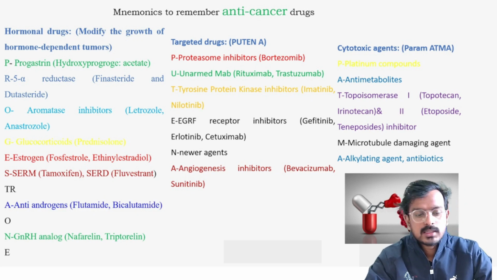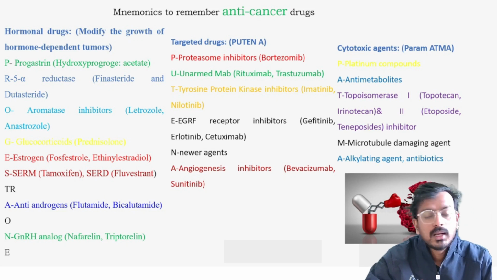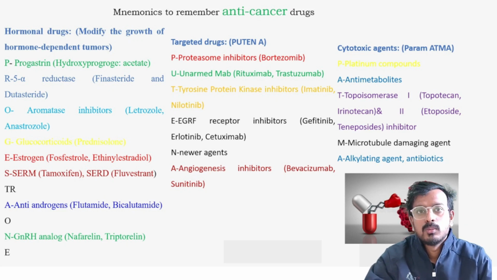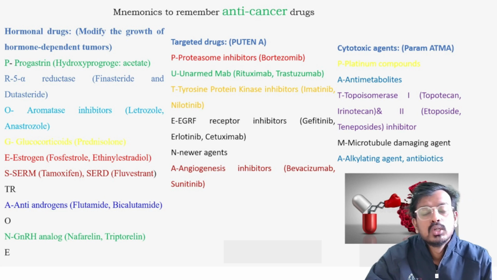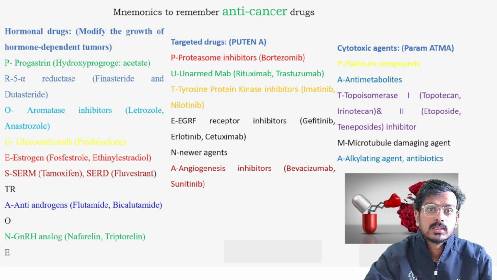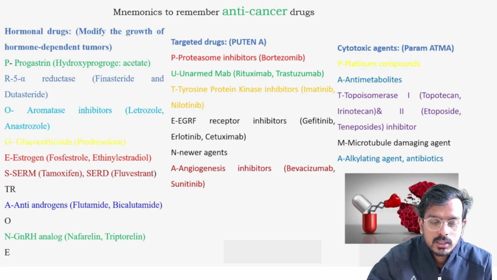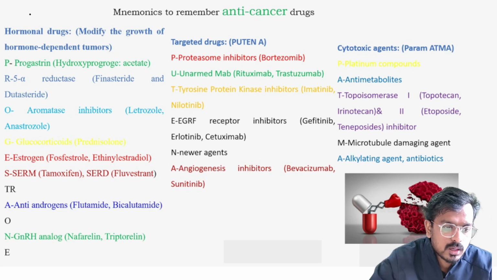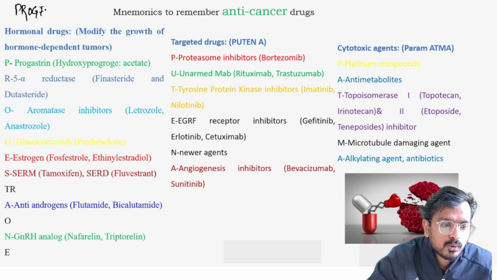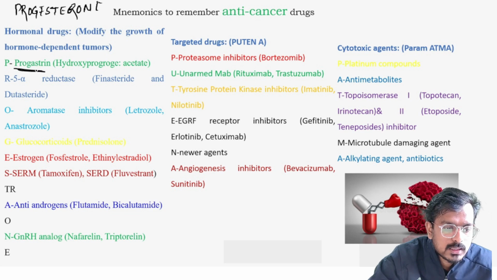So let's discuss. There are different classes: hormonal class, cytotoxic class, and so on. We will discuss each and every class. To remember the hormonal class of drugs, you just have to remember the name of one hormone, that is progesterone. So P stands for progesterone.